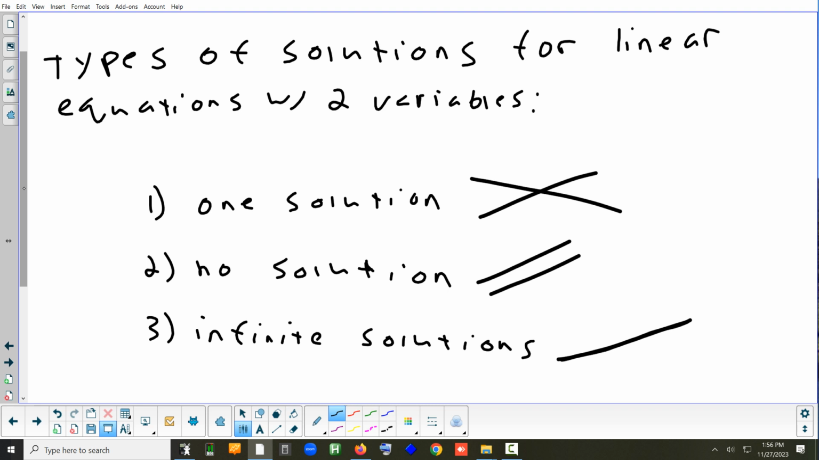Now, when you start looking at nonlinear, then all kinds of other things can happen. Right? Think of a parabola and think of a line. Well, that could cross twice. So you could get 2 solutions. But here, you cannot get exactly 2. You get 1, none, or infinite. That's it.